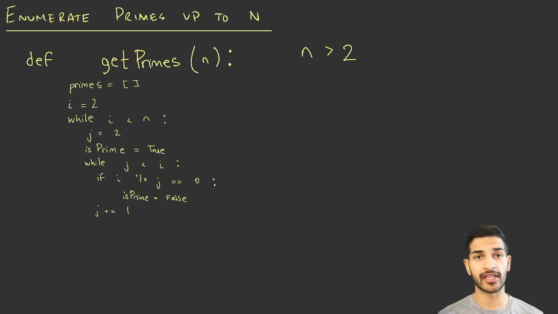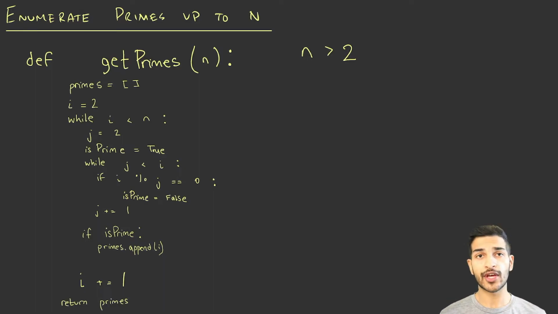And either way, we'll have to increment I at the end of this while loop. Great, now we're checking if isPrime, and if isPrime is true, then we'll just append our current I to our primes. And finally, let's increment I. Now, all we have to do at the end of our function is return primes, and we're done with the brute force version of our getPrime solution.